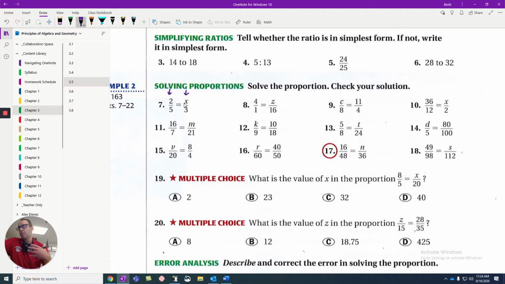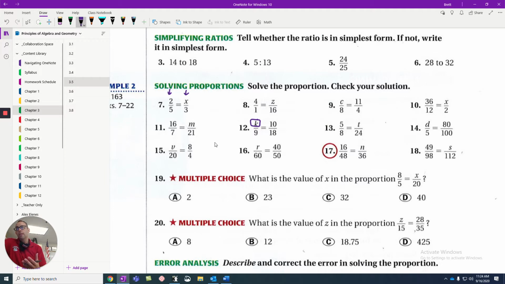To solve these proportions, when they're in this initial setup, which is what we're going to look at in this assignment, we notice that the variable that we're looking for is always on top. Now that's going to make these easier to solve than proportions that are going to happen maybe in a situation where we'll have the variable on bottom. We'll see a little bit of that in 3.6.